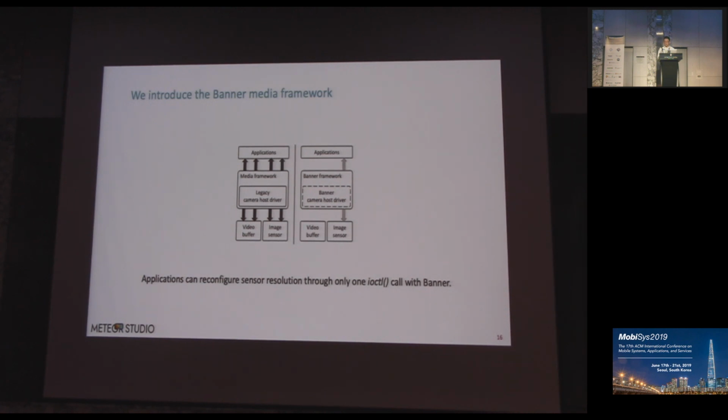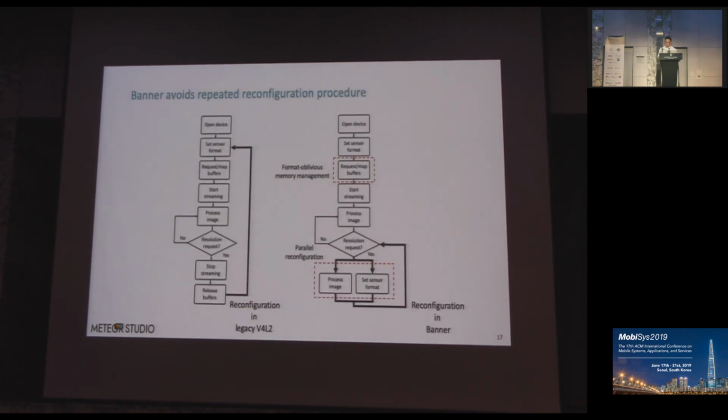Banner is a system solution for providing rapid and seamless resolution reconfiguration for continuous mobile vision applications. Those applications can now reconfigure the sensor resolution through only one system call. Banner employs 2 key techniques: parallel reconfiguration and format-oblivious memory management. Through these 2 techniques, most of the sequential reconfiguration procedures are avoided, and you can see the huge difference between the reconfiguration in the legacy system and reconfiguration in Banner.